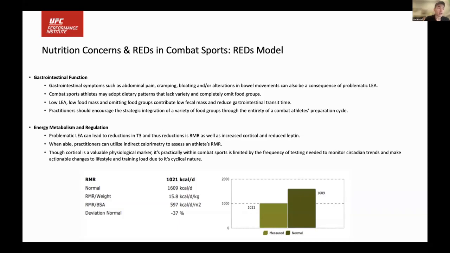As Sean also mentioned, although cortisol is a valuable physiological marker, from our experience, its practicality within combat sports is somewhat limited by the frequency of testing needed to monitor circadian trends and to really make actionable lifestyle and training load changes due to its cyclical nature.